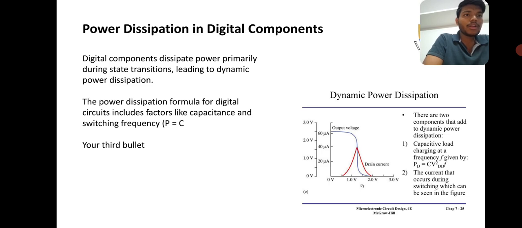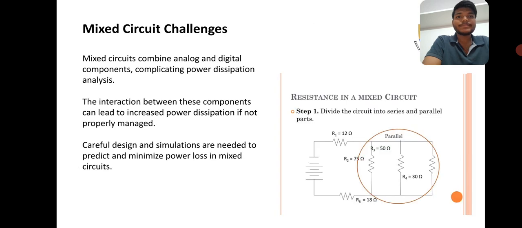There are two components that add to dynamic power dissipation. The first is capacitive load charging at a frequency f, given by Pd equals C V square f, and the second is the current that occurs during switching, which can be seen in the figure. This is the figure of dynamic power dissipation. And next one is mixed circuit challenges.